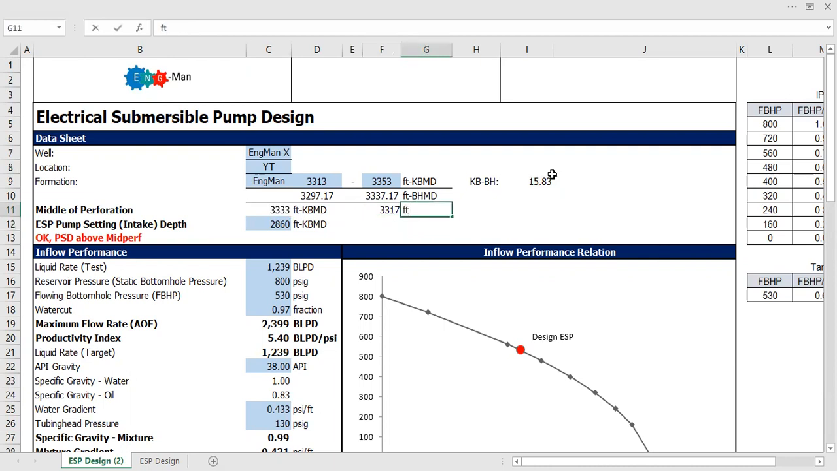Okay, 3317 feet. I sometimes like Braden head measured depth because the reference point is the wellhead. Wellhead location will be the zero depth. So I usually prefer BHMD, or wellhead measured depth. And at this depth, I will locate my ESP at this location, 3,250. So the KBMD is this plus this one, 3,266. Okay, so we will have this.